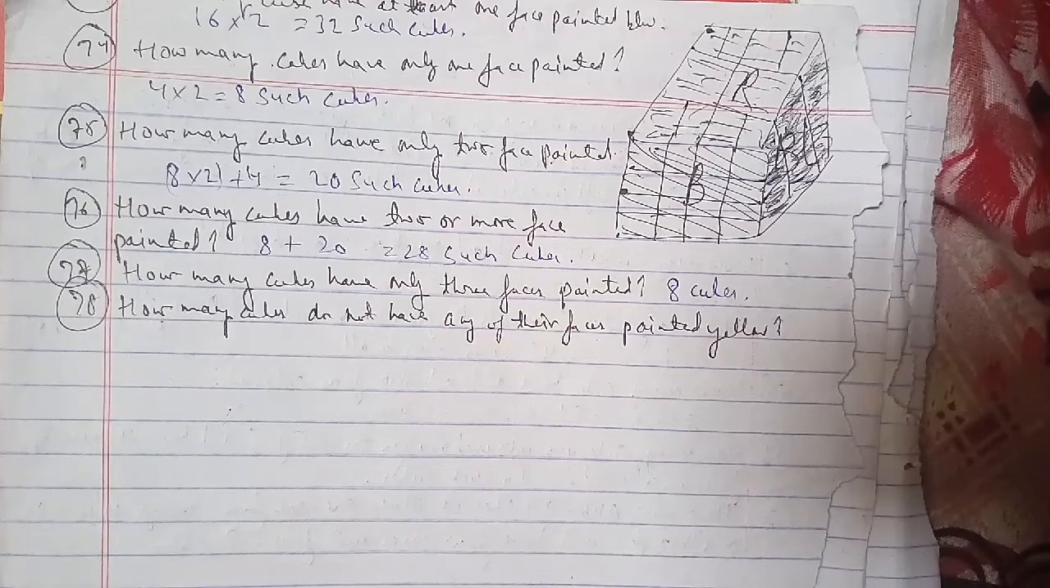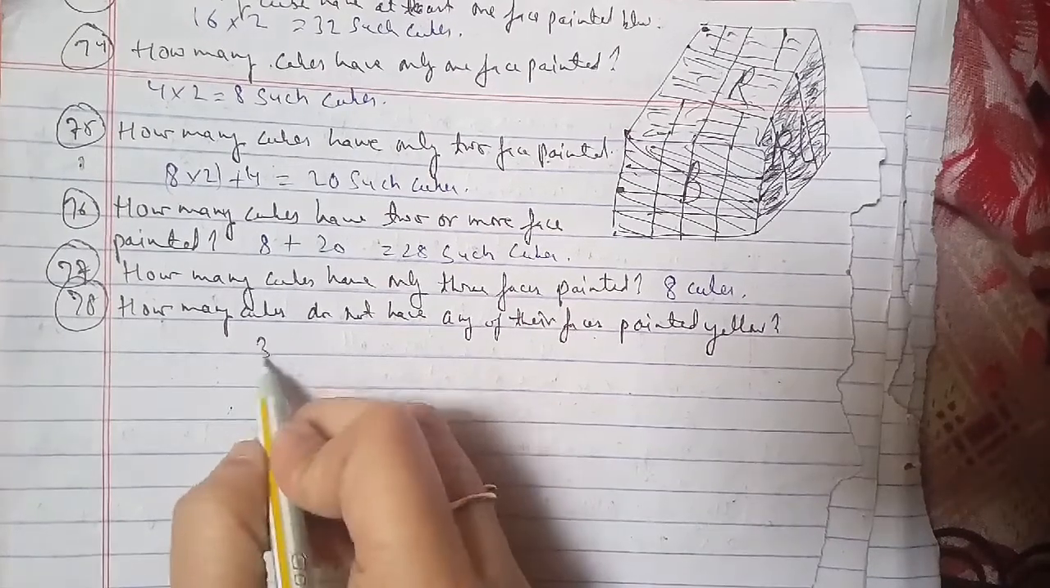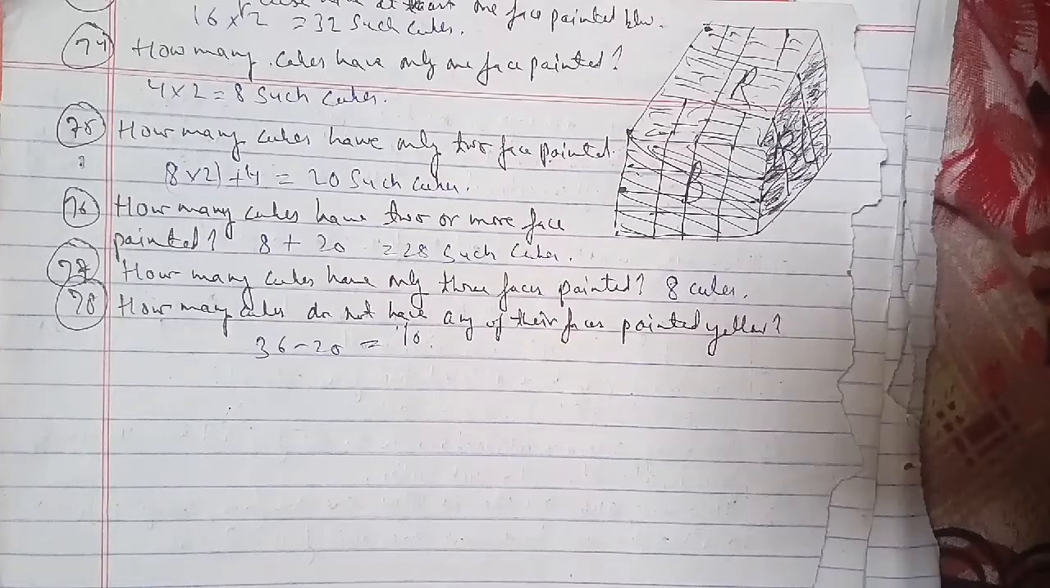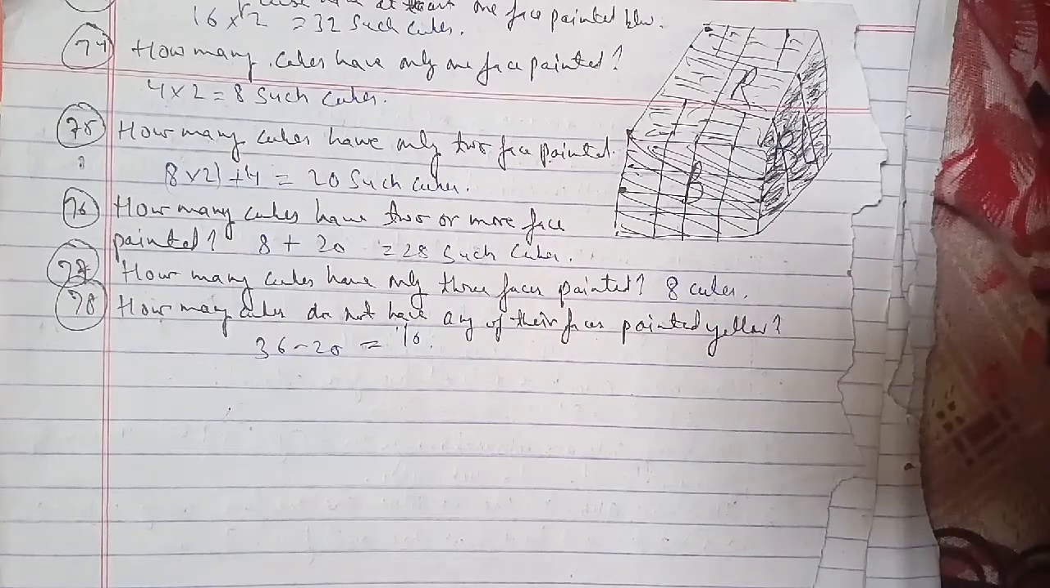On the same behalf, the solution we have is that the cubes having at least one face painted yellow are 10 cubes along the top surface and 10 cubes along the bottom surface, that is 20 cubes having at least one face painted yellow. So the number of cubes having none of their faces painted yellow is 36 minus 20, which gives us 16 such cubes that are not painted yellow here.